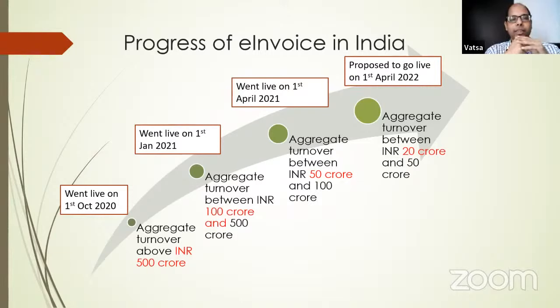So here is the progress of e-invoice in India. It started first on the 1st of October 2020 with taxpayers with turnover above 500 crores. And then the limit was reduced to 100 crores from January 1st, 2021. 50 crore taxpayers went live in April 2021. And now the government is proposing that taxpayers with turnover of 20 crores and above will go live on the 1st of April. So we have about 22 days to go.